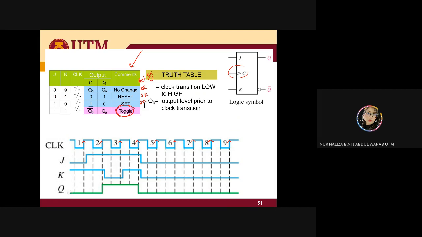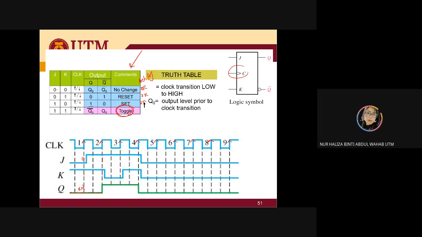Starting at 0 initially, I'm going to continue until I meet my next positive clock. For this side, my value is 0, 1. 0, 1 is reset, or a 0. And continue until my next positive clock. At my positive clock now, I have at this side 1, 1.